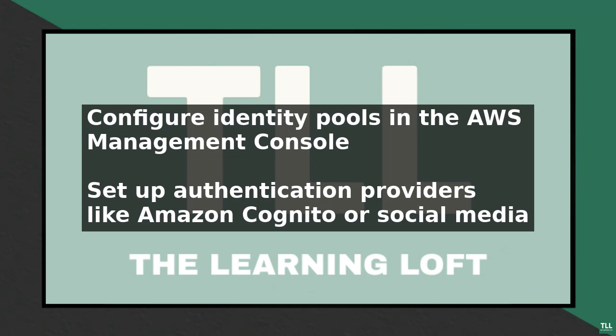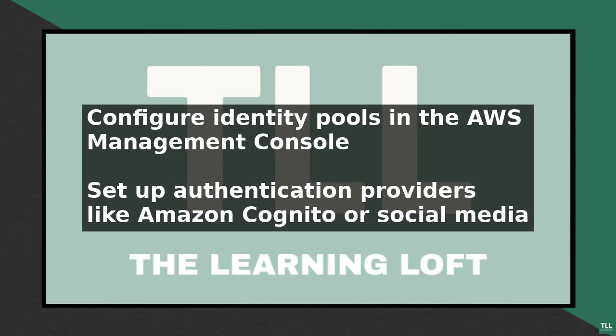Step 5 is to use the temporary AWS credentials to access AWS resources. Once you have authenticated a user and obtained temporary credentials, you can use those credentials to access AWS resources such as S3 buckets or DynamoDB tables.